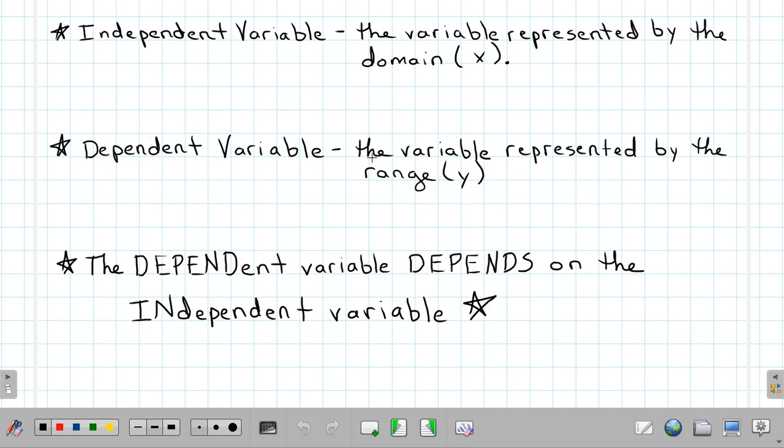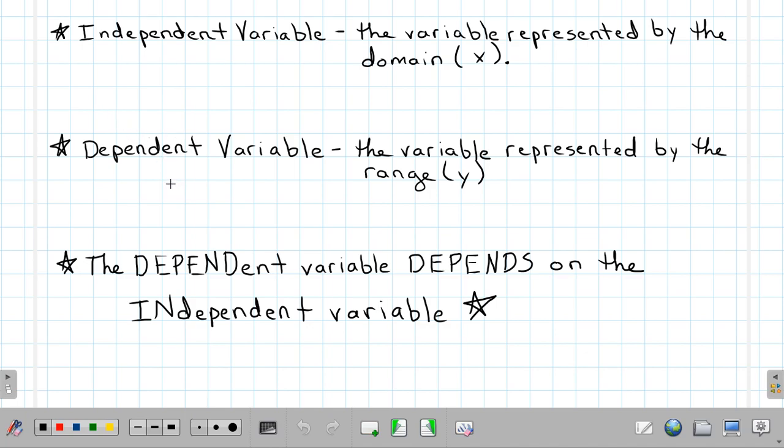Well, a dependent variable, once again, if that's the independent variable, the dependent variable is going to be the variable represented by the range. And once again, that's going to be given by y. So we're going to have y here because, once again, that's the variable we use to represent the range. That's the y coordinate on the y-axis. And that's what we're going to call the dependent variable.